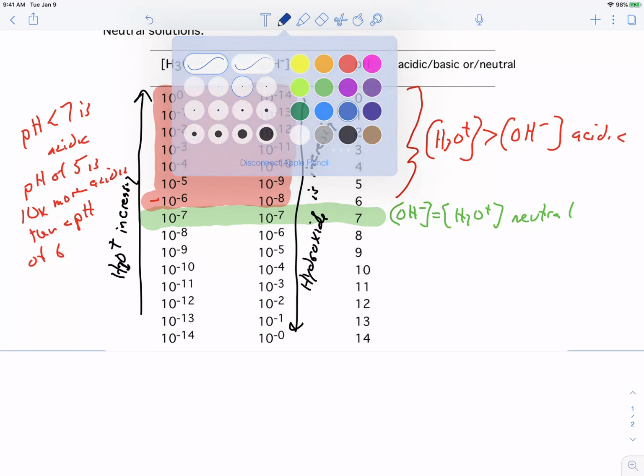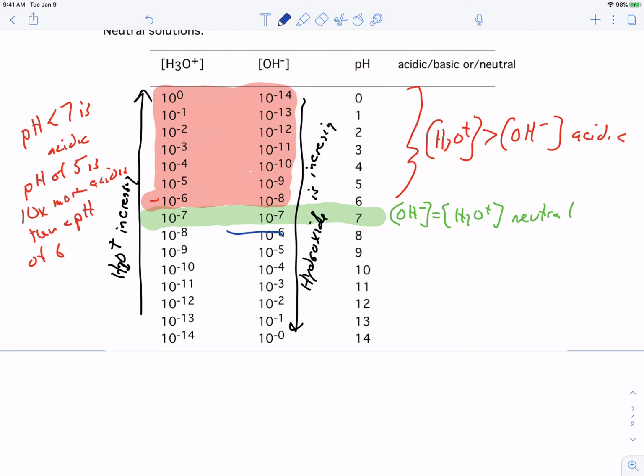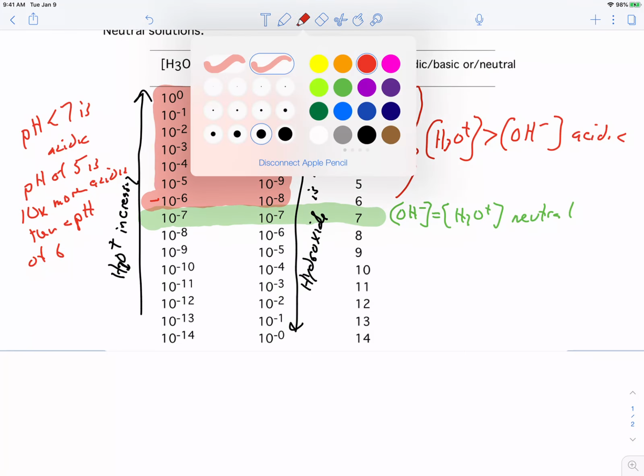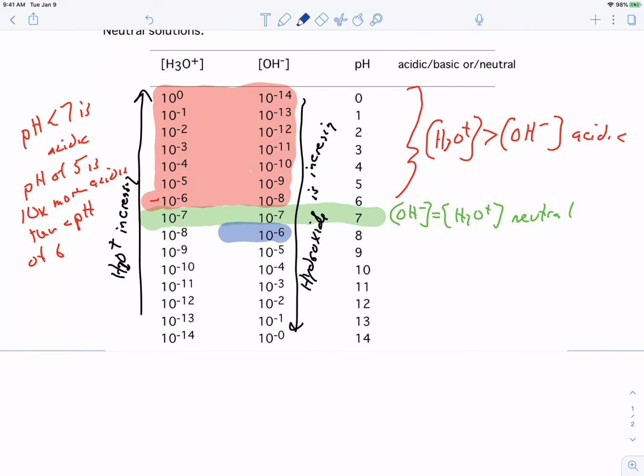Conversely, below this line, these are all basic solutions. Basic means you have a pH greater than 7. And again, a pH less than 7 is acidic.